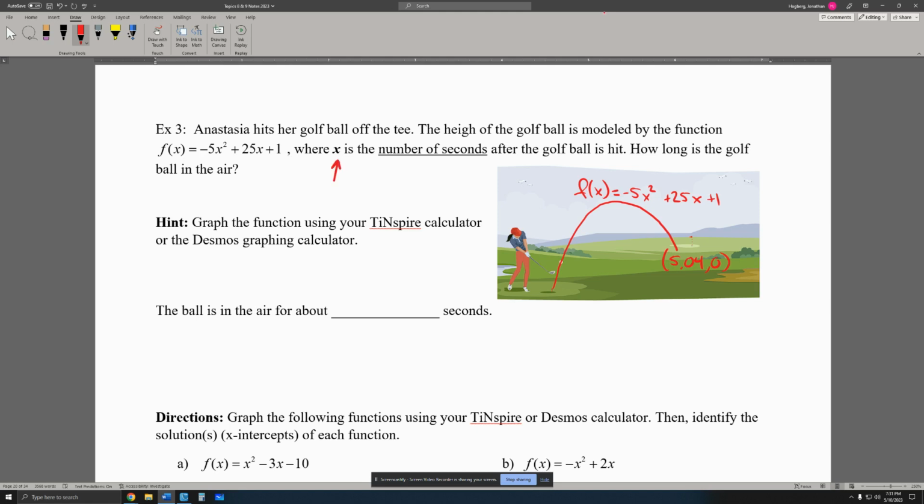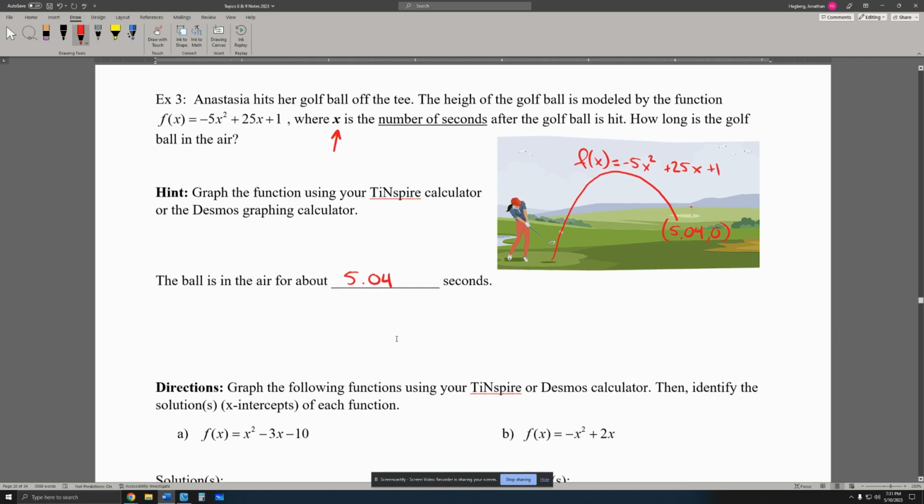Okay? So because x is the number of seconds that the ball is in the air, and I know that the height is modeled by f of x, the height is 0 after 5.04 seconds. Or in other words, after 5.04 seconds, the ball hits the ground again. Okay, so it's in the air for about 5.04 seconds.